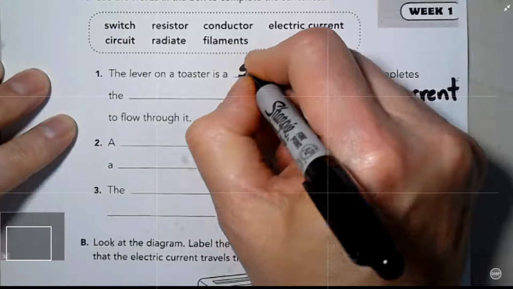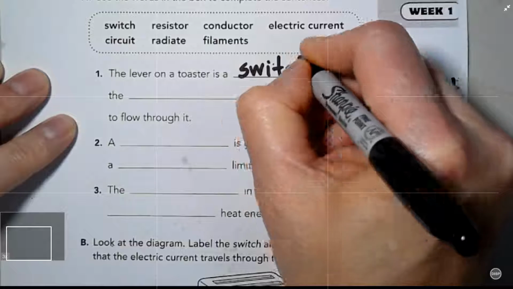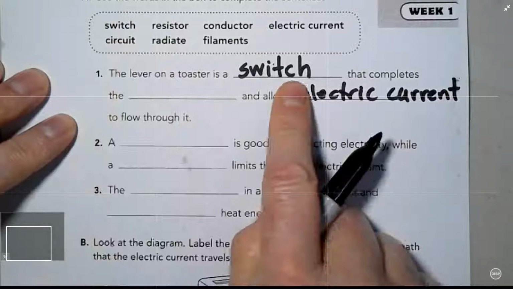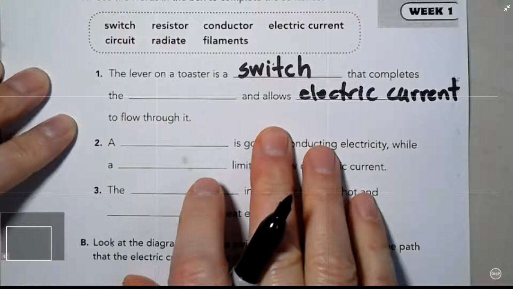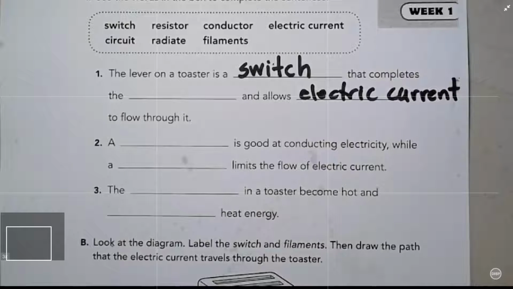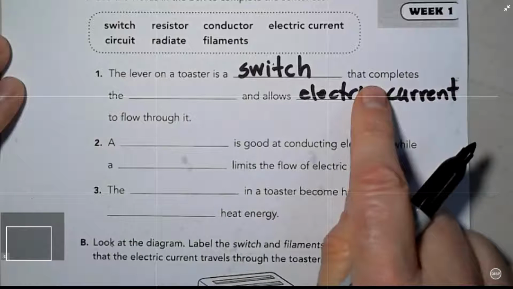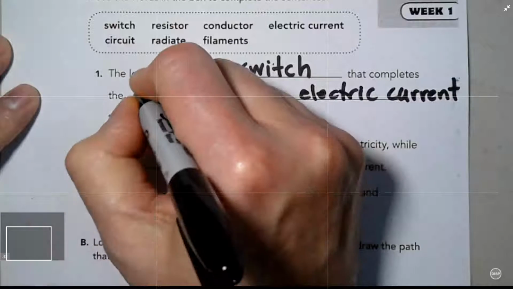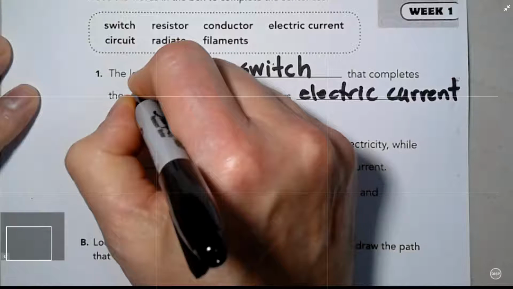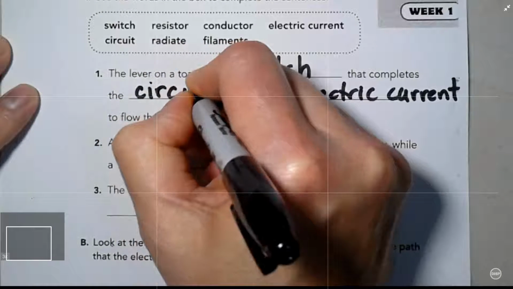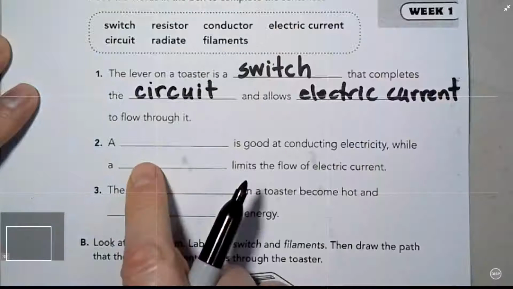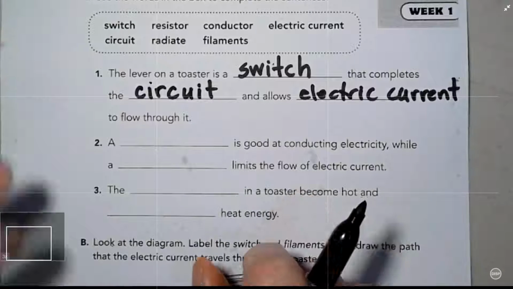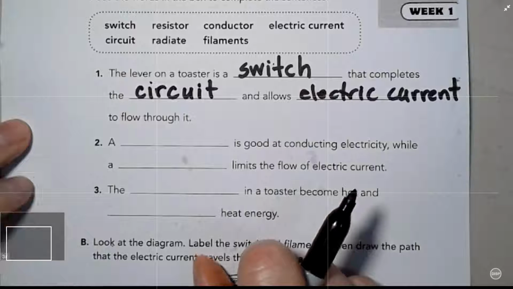Okay, switch. And a switch is something that stops and starts the flow of electricity. It interrupts it. It breaks the circuit so that electricity cannot flow through when it is off. And it completes the circuit when electricity is flowing through it. And we talked about a circuit being like a circle or the loop that electricity flows through. Okay, let's continue with number 2.